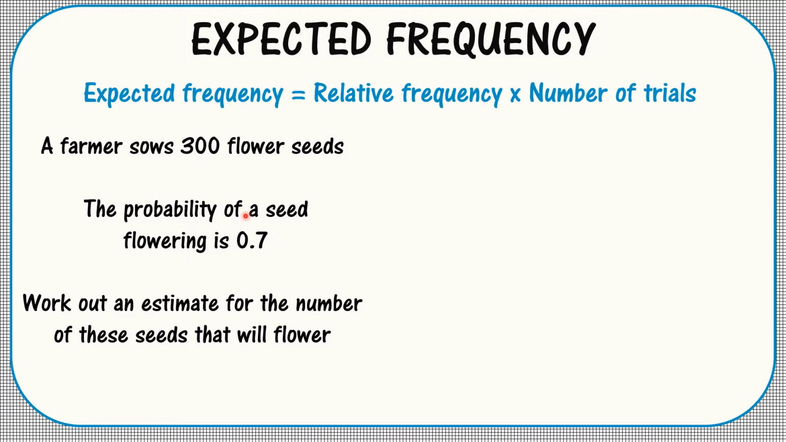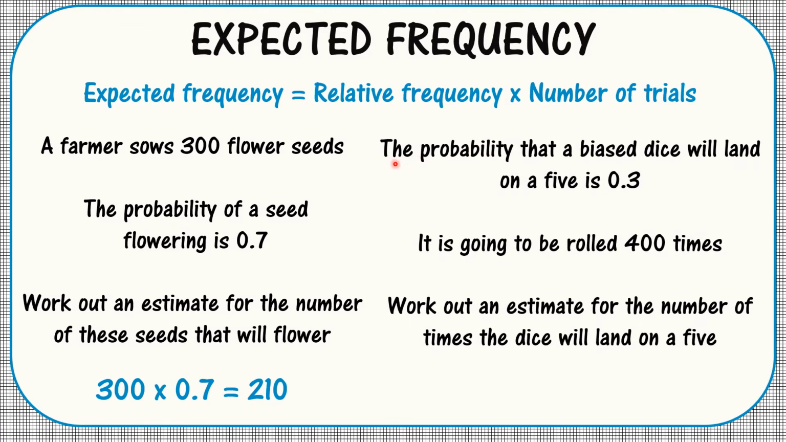So all you would do is 0.7 multiplied by the number of trials, which equals 210. So from these 300 flower seeds, you will expect 210 to flower. Let's go through another example. The probability that a biased dice will land on a 5 is 0.3. It is going to be rolled 400 times.